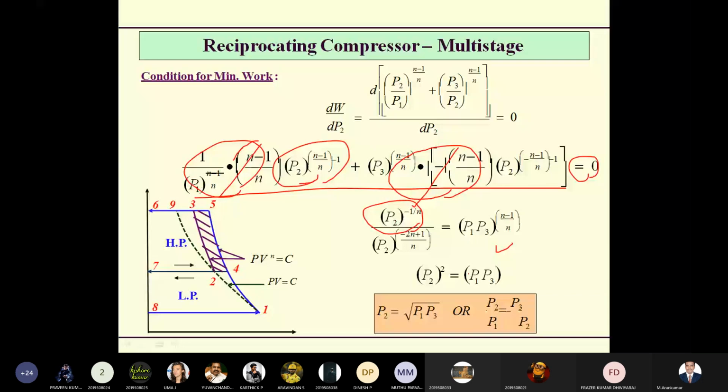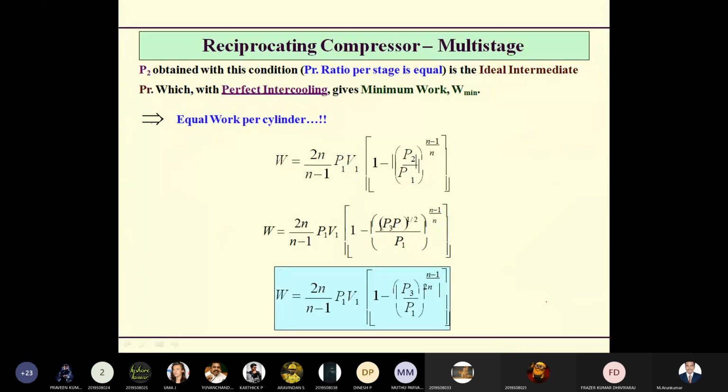That is, P2 by P1 will be equal to P3 by P2. Or we can write P2 equal to square root of P1 P3. So P2 is obtained with this condition, that the pressure ratio for each stage is equal. So it is the ideal intermediate pressure with perfect intercooling that gives the minimum work. So we have the equal work per stage as the final equation: work equal to 2n by n minus 1 into P1 V1, the same equation. You can just go through that. So this is your actual minimum work if you provide the multi-stage intercooling.